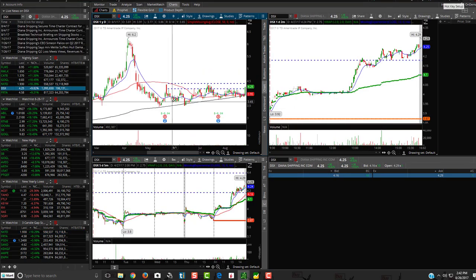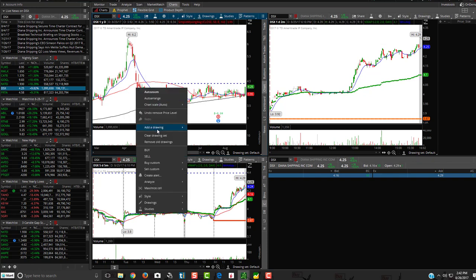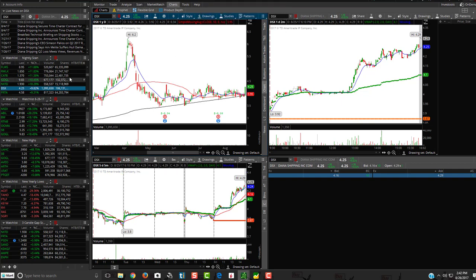DSX, let's see here. You can see here, another one, just go all the way back. I don't know what pattern you want to call this, but if price can break that 440 marker, again, right around a $0.50 amount, that thing could potentially fly.